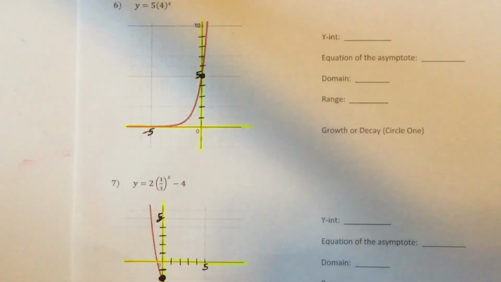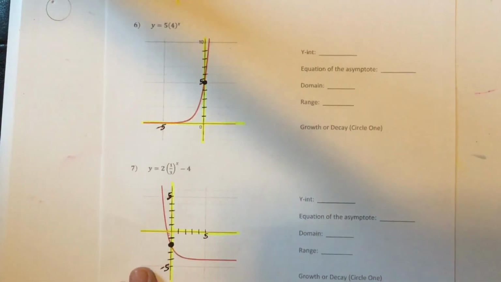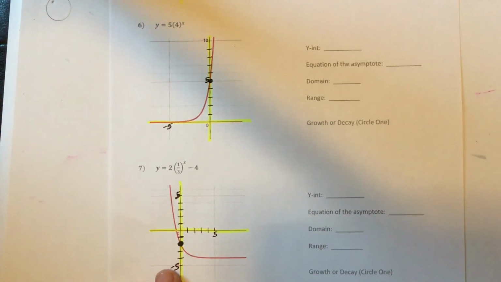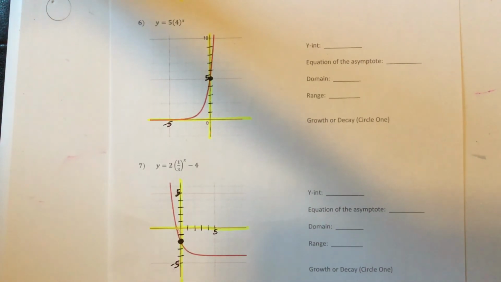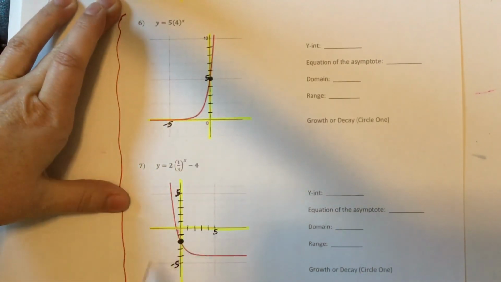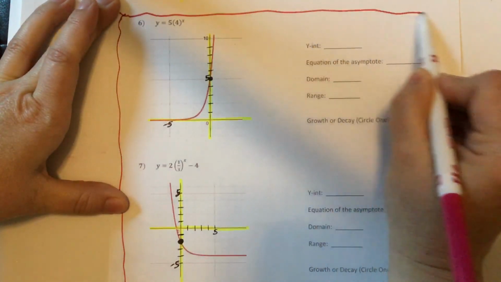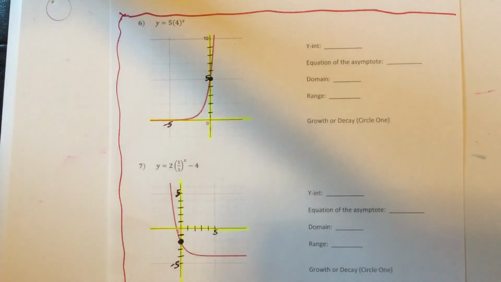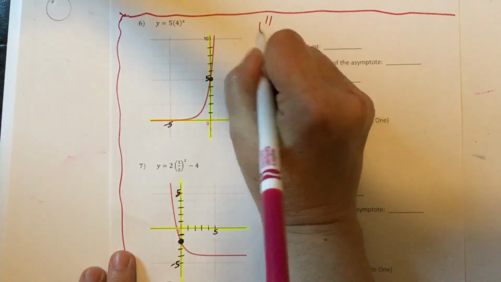Okay, so what I want you guys to try for me is I want you to try number 6 and number 7, doing the same thing that I just did. And then when you are done with your work, I want you to take a picture of it and post to Canvas. And that's all for today.